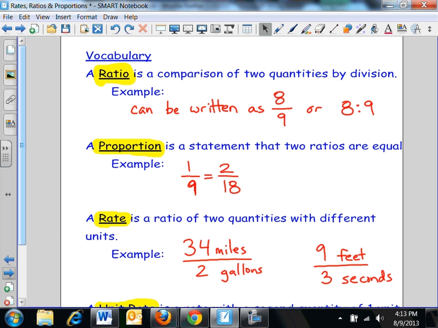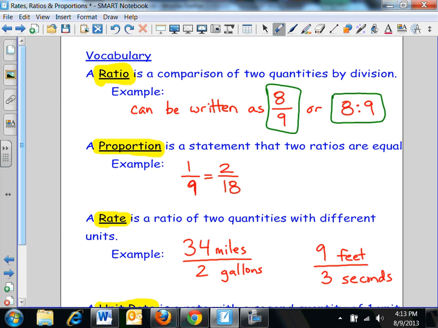So our first vocabulary word is ratio, and that's just a comparison of two quantities by division. A great example is 8/9 right here, or 8 to 9. Okay, you can write it either way, and it means the same thing.